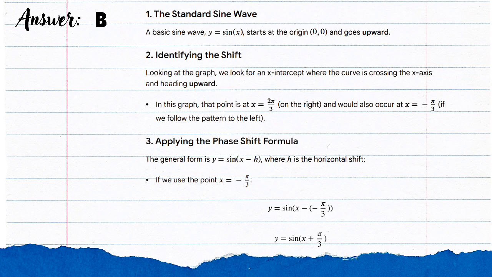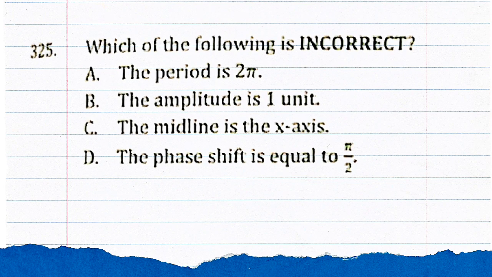The third one is to apply the phase shift formula. The general form is y equals sine times the quantity of x minus h, where h is the horizontal shift. If we use the point x equals negative pi over 3, we get y equals sine times the quantity of x minus negative pi over 3. Y equals sine times the quantity of x plus pi over 3, which led to our answer, letter B.